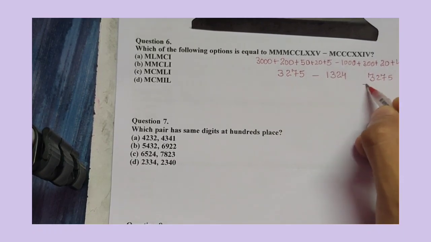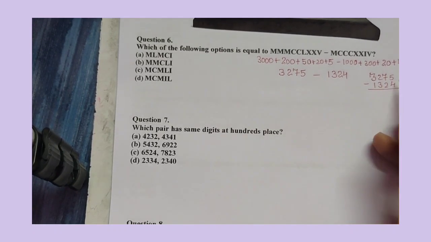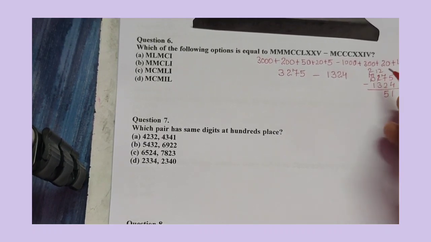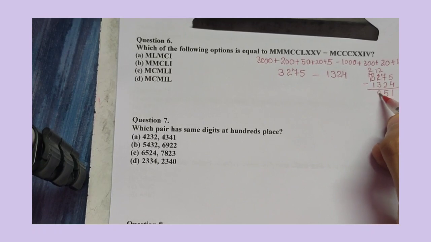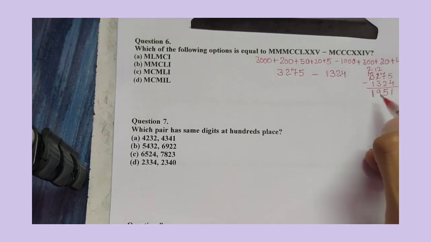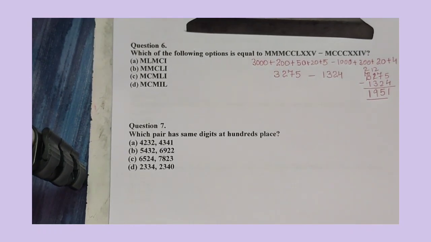3275 minus 1324. 5 minus 4, 1, 7 minus 2 is 5. 2 can't be subtracted by 3. So here it will be 12 and here it will be 2. So 12 minus 3 is 9 and 2 minus 1 is 1. Now what number have we got? We have got 1951.